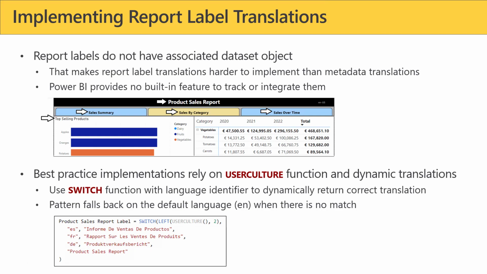Now, the best practice for implementing report label translations is to use the user culture function and to write some type of a measure that's able to come up with the correct translation on the fly dynamically, by looking at the first part of the user culture return value, using a switch statement, and having an explicit clause for each secondary language, and then using the translation for the default language as the fallback if there's no match.